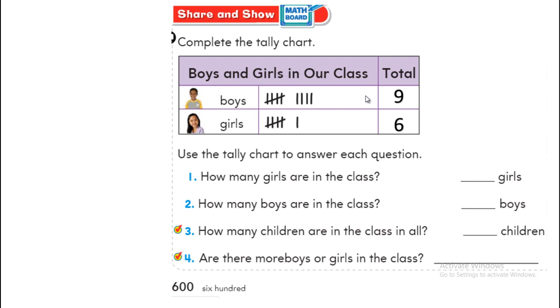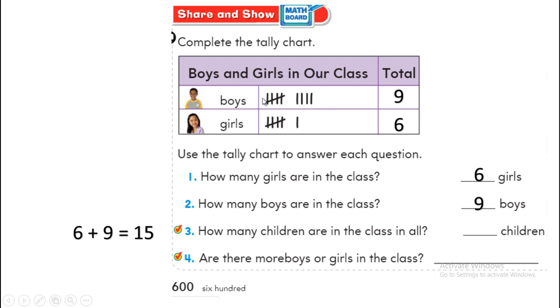Use the tally chart to answer each question. How many girls are in the class? We answered this one. 6. How many boys are in the class? 9. How many children are in the class in all? How many in all? We have to add them, all of them together. You can count them, all of them together. You can count like this.